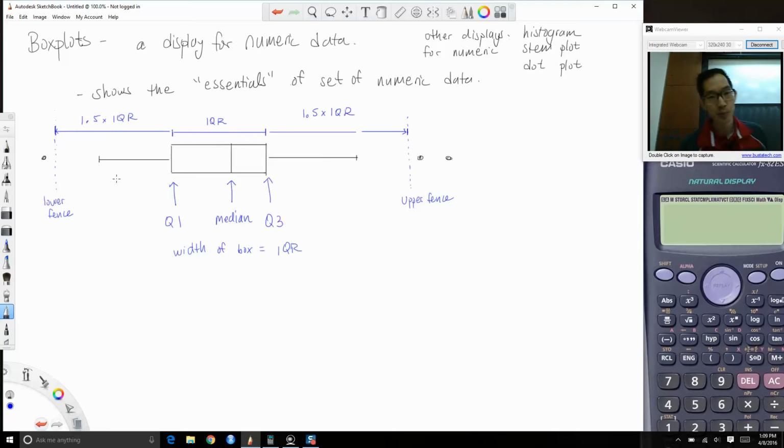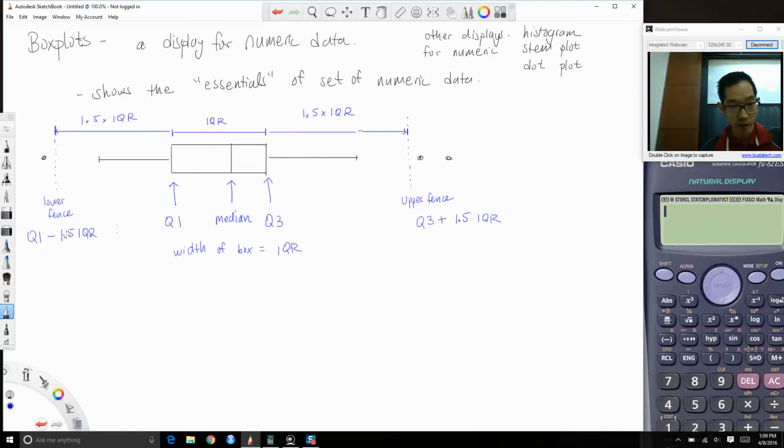Okay, and so again, you have the width of the box, and then you go 1.5 times the width of the box above, and 1.5 times the width of the box below. So the upper fence is going to be Q3 plus 1.5 times the IQR. And then the lower fence is Q1 minus 1.5 times the IQR. Okay? And so the fences differentiate between what is considered an outlier and what is not an outlier.